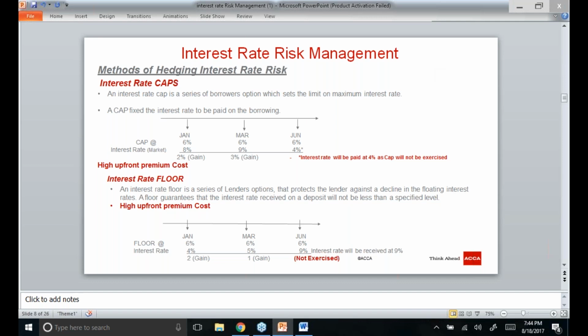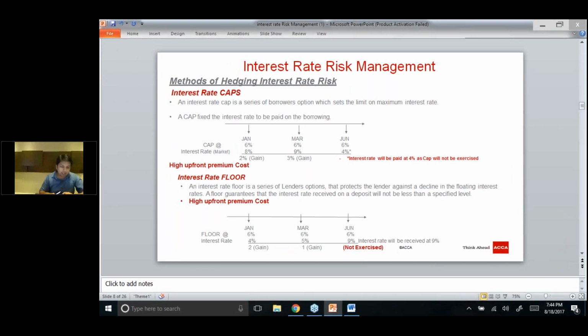Okay, let's start it again. Welcome back. We are going to study the collar contract, and before collar, let's have a discussion on the two basic concepts: the interest rate cap and the interest rate floor.